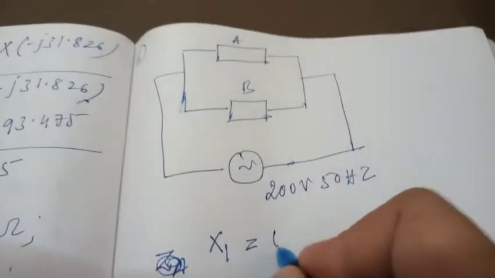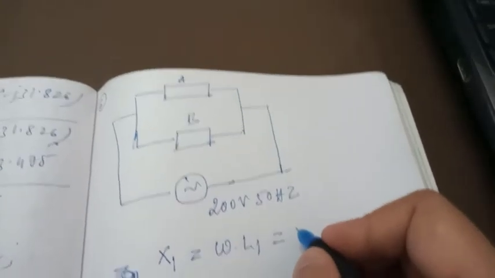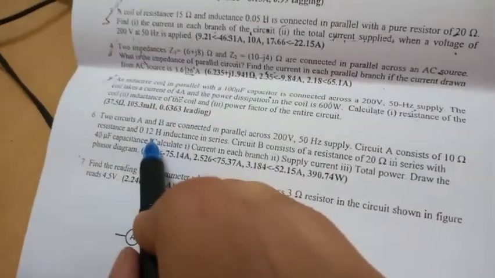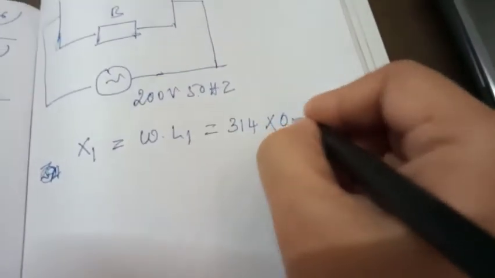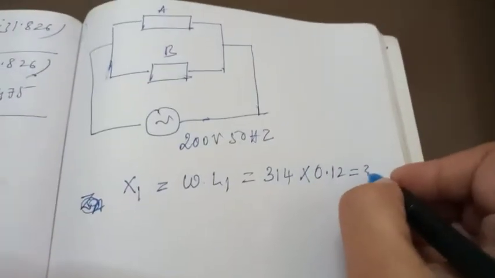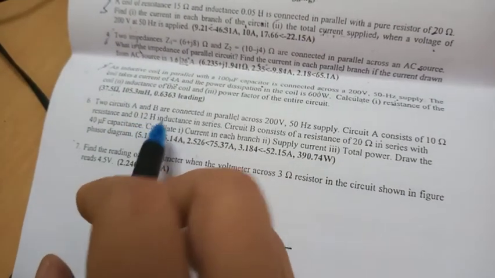So what is XL1? XL1 is equal to omega L1, right? Omega is 2 pi f, which is 314, into L1. L1 is 0.12 henry. So XL is equal to 314 into 0.12, so it is 37.68.